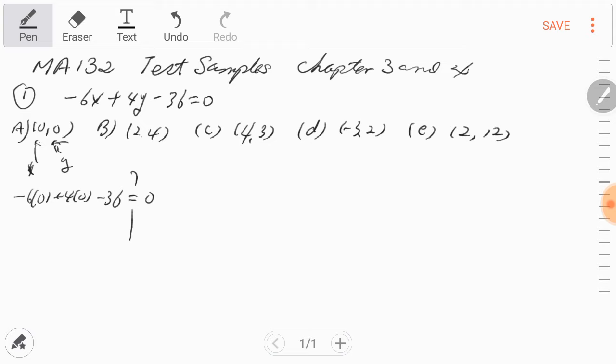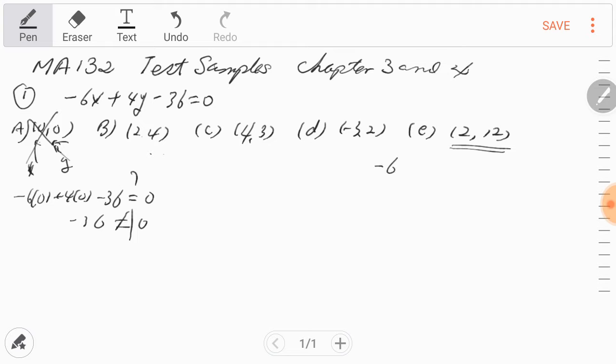We have to find out if the left side of the equation comes out the same as 0 on the right side. Then this is 0 plus 0 minus 36. So as you can see here, negative 36 is not equal to 0, so this is not a solution. So we keep doing this for the second pair, third pair, fourth pair, and fifth pair. So let's check the fifth pair.